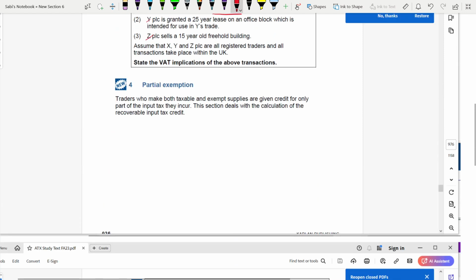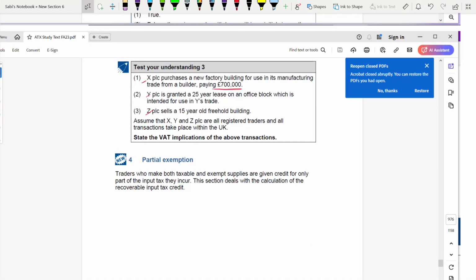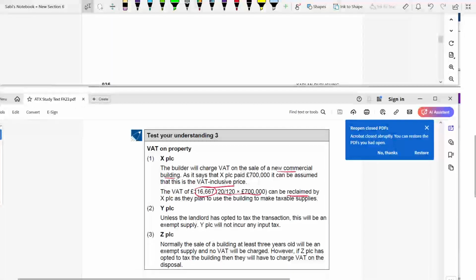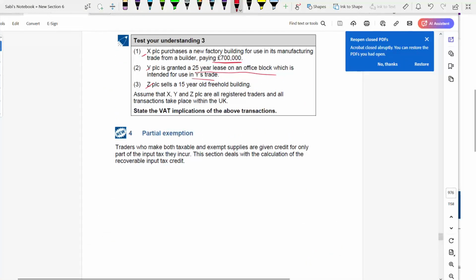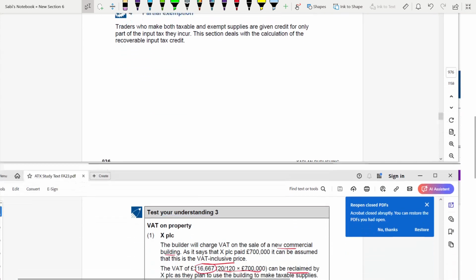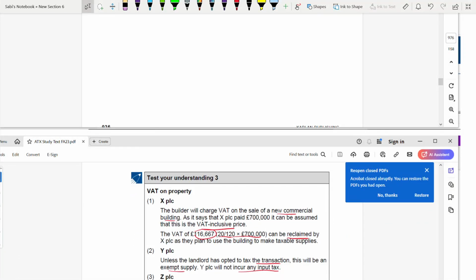Next, Y. Granting a 25-year lease on the office block which is intended for use in Y's trade. Once again, unless the landlord has opted to tax the transaction, this will be an exempt supply. Y PLC will not incur any input tax. Why? Greater than 21. It's 25. Therefore, it is an exempt supply unless you elect to opt to tax. Therefore, they will not incur any input tax.